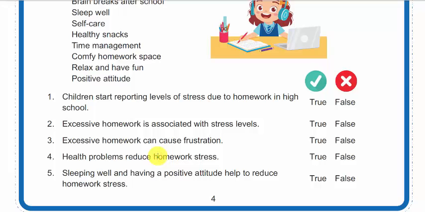Sentence number 4. Health problems reduce homework stress. Sentence number 5. Sleeping well and having a positive attitude help to reduce homework stress.